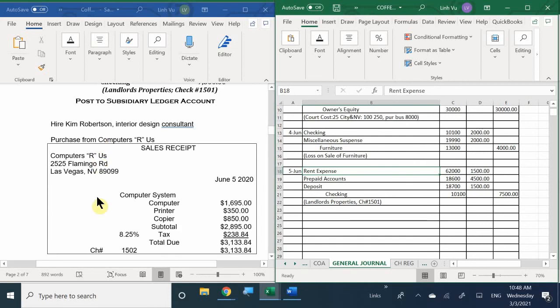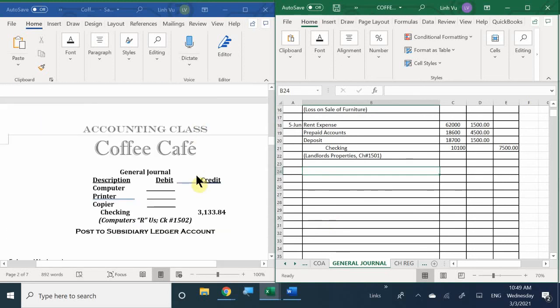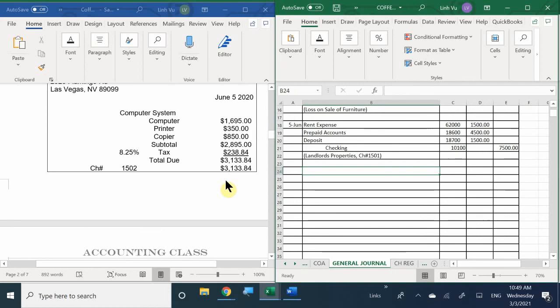Now, let's go ahead and take a look at ordering this computer system. So here we made a purchase from Computers R Us. What did we buy from Computers R Us? A computer, a printer, and a copier. Here we have the subtotal, and we also have tax. So the total due is 3133.84.